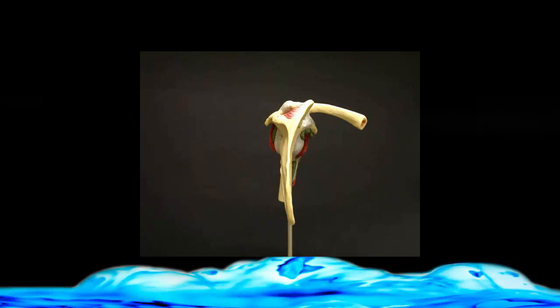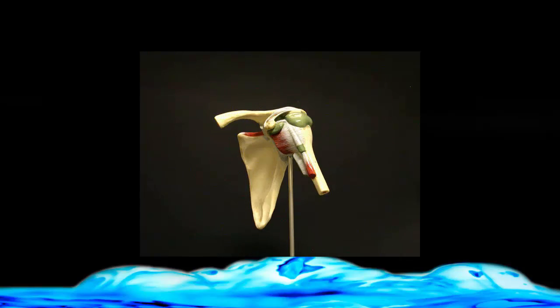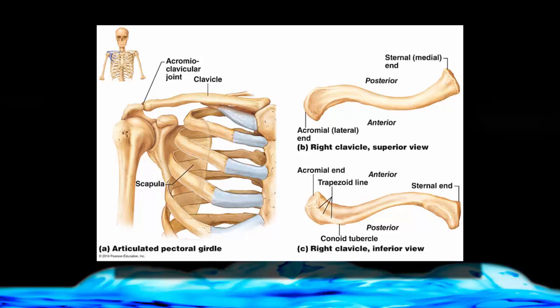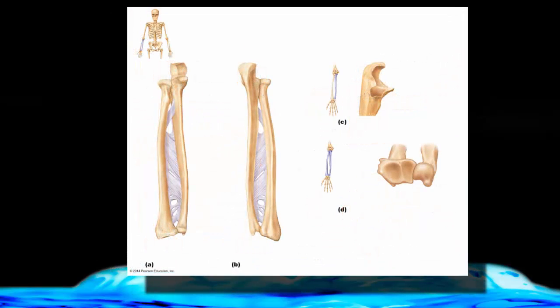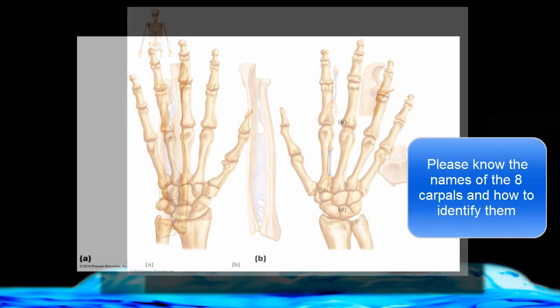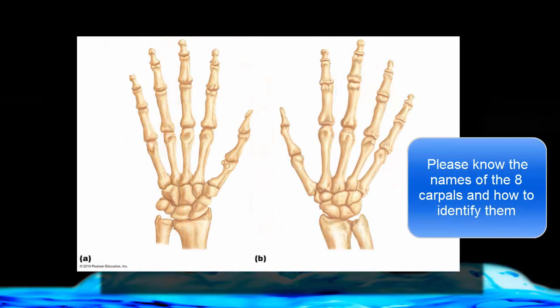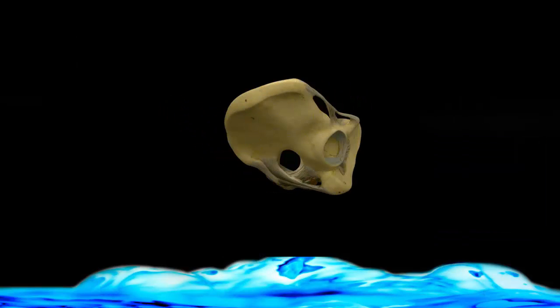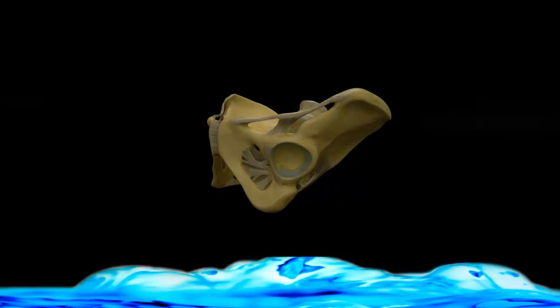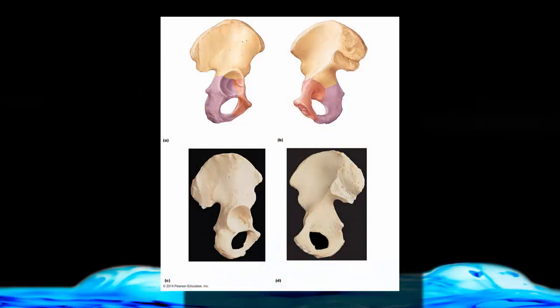The clavicle also acts as a strut or shock absorber, bracing the arm, and it also allows the arm to clear the thoracic cage. The upper limb consists of the arm, which has the humerus, the forearm, which has the radius and the ulna, and the hand. And in the hand is the wrist, which contains the carpals, the palm, which contains the metacarpals, and the fingers, which are the phalanges.